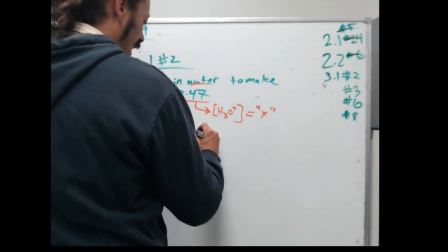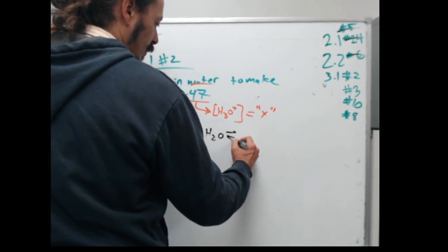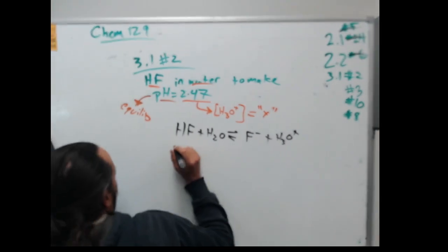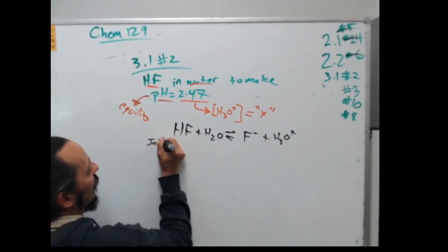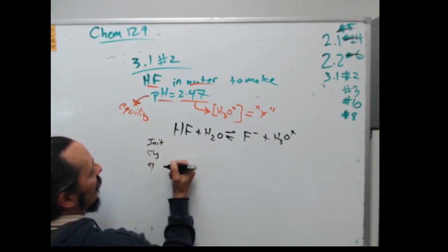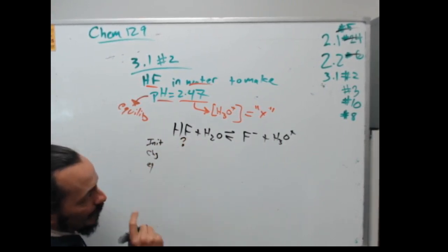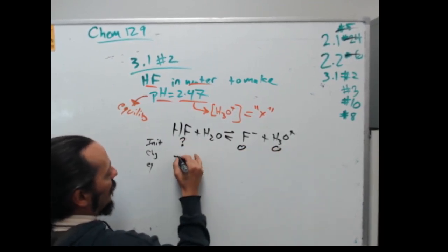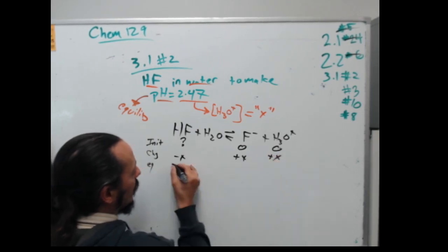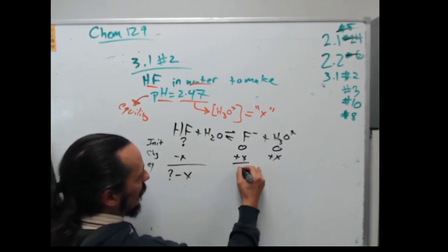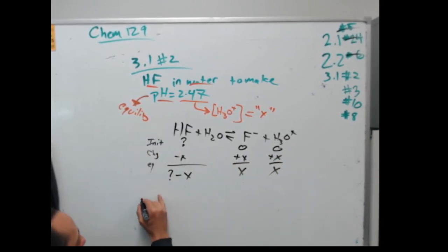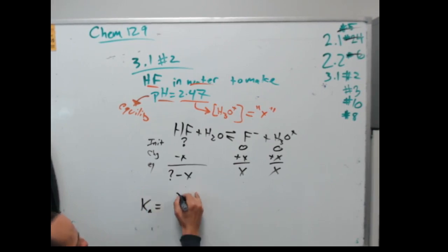So what we got is HF plus H2O goes to F minus plus H3O plus. I start doing this kind of silly thing because I don't know what the HF is. I don't want to use too many X's, so I just put a question mark for the thing I'm trying to solve. I'm going to have question mark minus X, X, and X. So Ka is equal to X squared divided by question mark minus X.